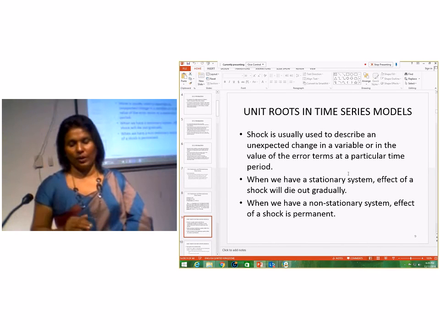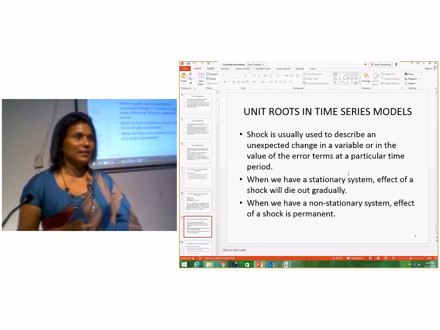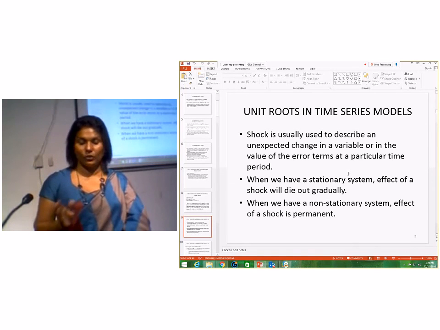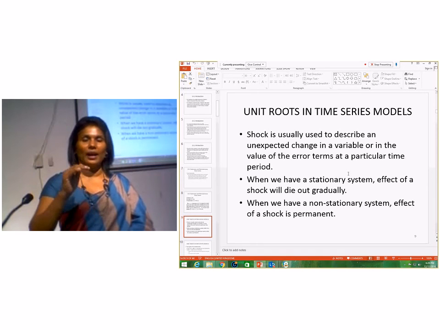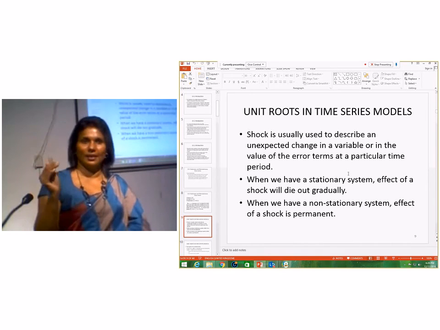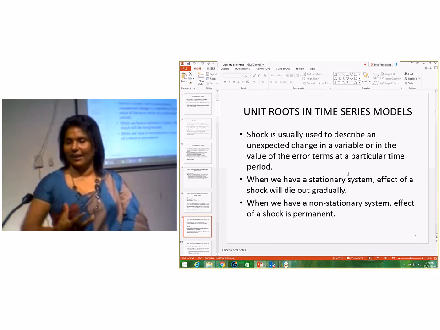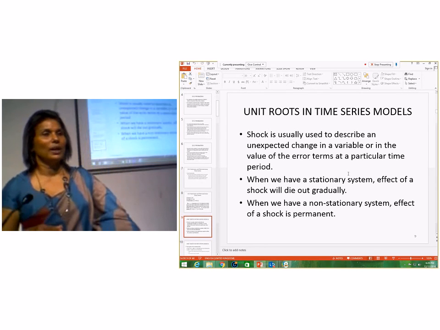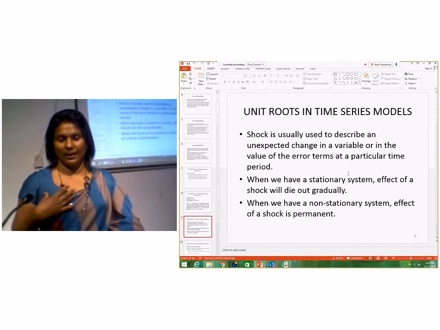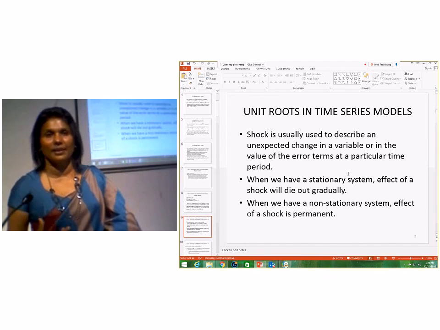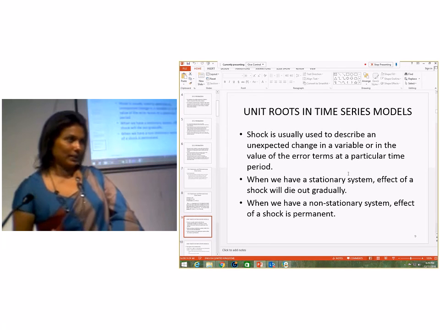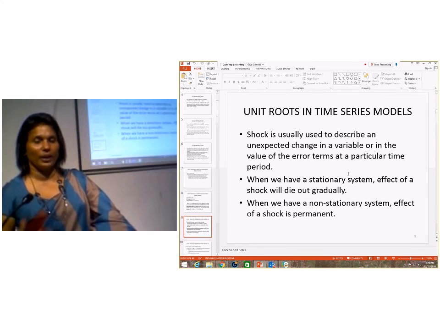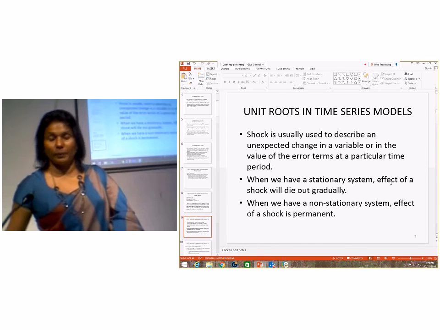Otherwise, if you do not consider these shocks or unexpected changes when using your time series data, what will happen? Your analysis is based on these shocks, so the results are not realistic. That's why we call it spurious, nonsense regression, nonsense output. You can't use your model for prediction or interpreting. That's why it is mandatory.